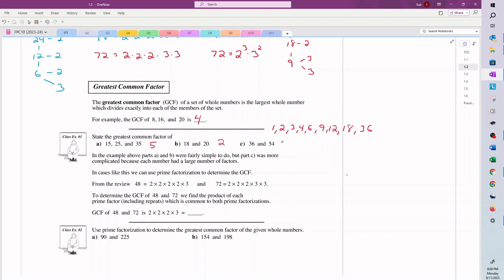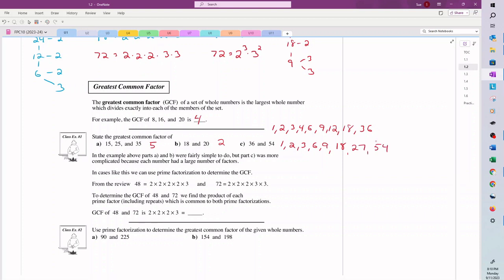And 54, we've got 1, 2, 3, 4 is not going to go, 5 is not going to go, 6 times 9. I'm sorry, I don't have this written down for some reason. So 54 divided by 3 is 18. Oh yeah, that makes more sense. Okay, sorry. 18 and then 2 times 27 and 54.